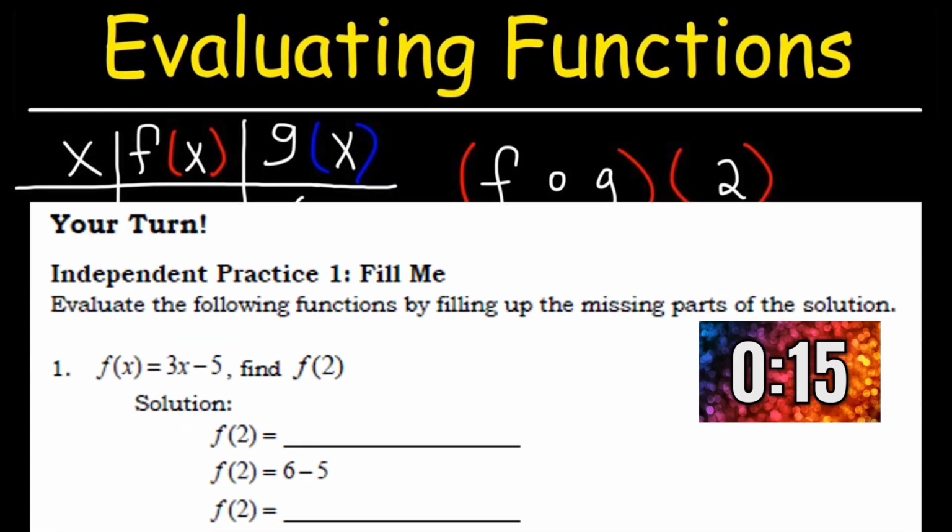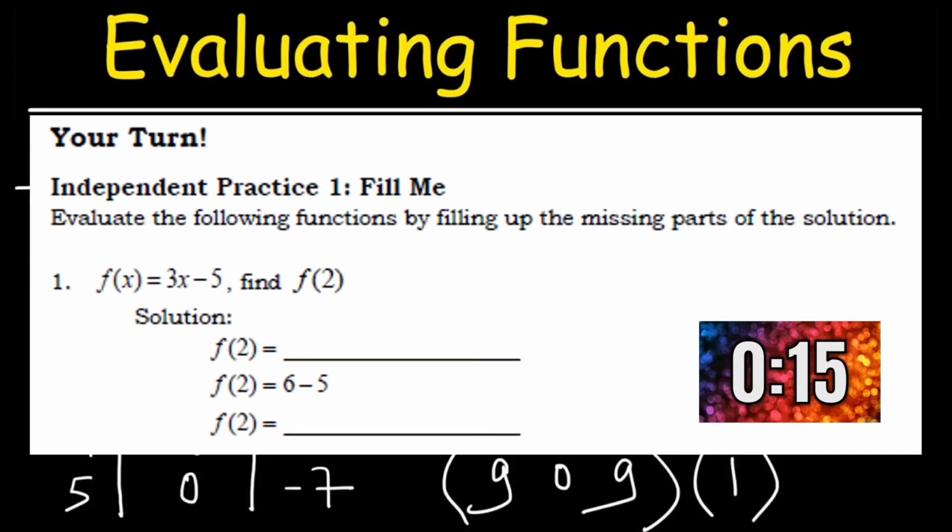It's your turn now. Try to evaluate the following function by filling up the missing parts of the solution. In this example, we have the function f of x is equal to 3x minus 5. Find f of 2. So you are given 15 seconds to answer this. So your time starts now. Time's up. So this is the correct answer in this activity.